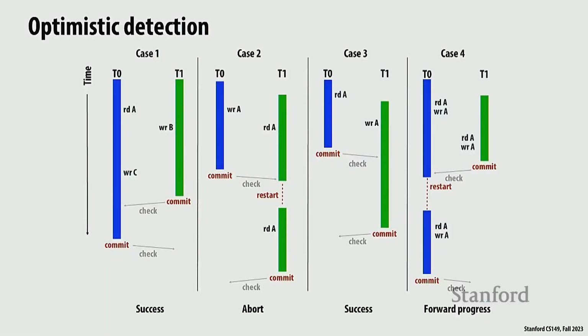Okay. So any questions on what we've discussed so far as the way transactional memory is supposed to work and the properties that needed to be preserved?